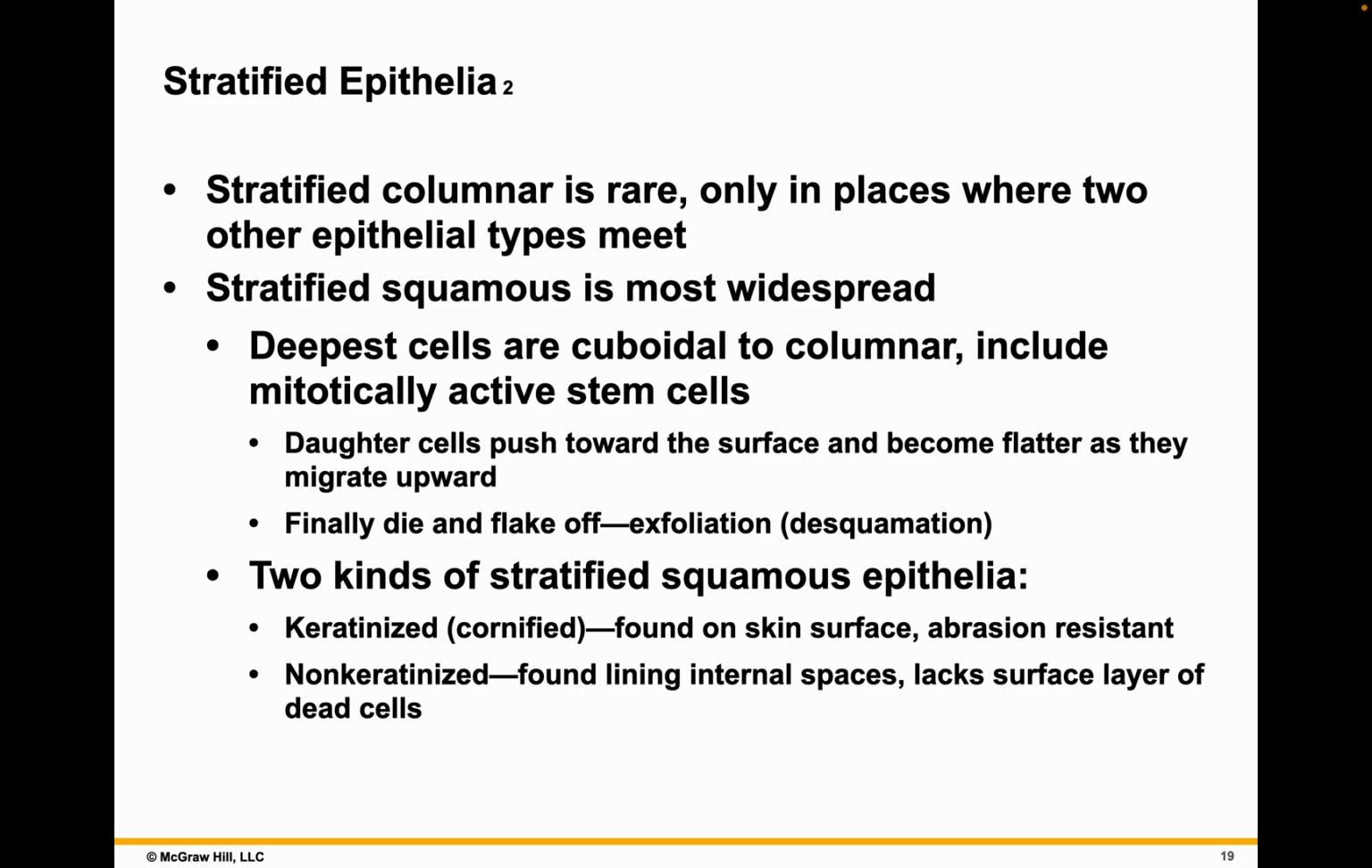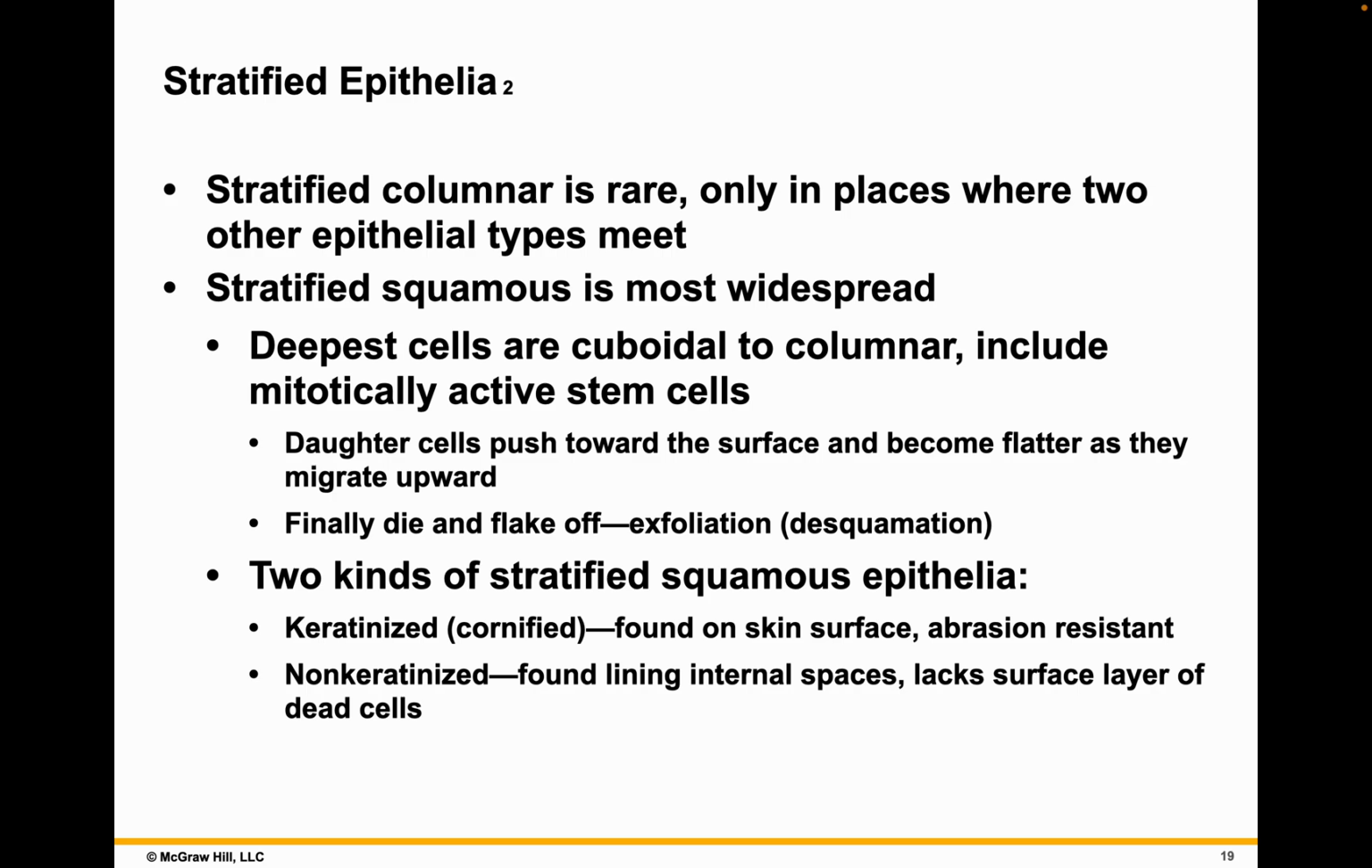The deepest cells are cuboidal, maybe a little columnar. They include mitotically active stem cells, and as the daughter cells push upward towards the surface, they become flatter and migrate and finally die and flake off, a process called exfoliation.